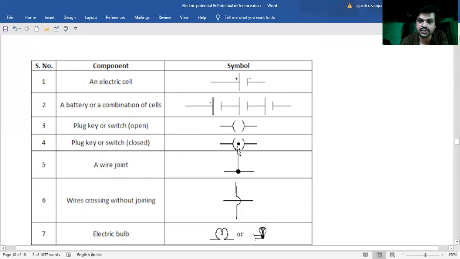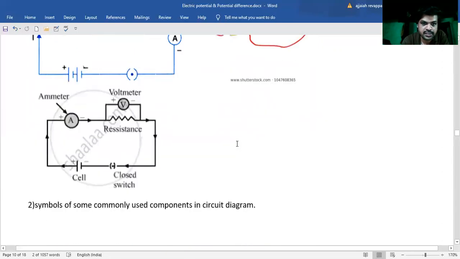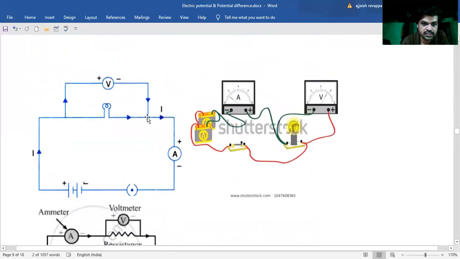See the difference. A wire joint. See, here I need to connect a second wire to this wire. So then the joint will come here. This is the symbol. So actually in the previous circuit diagrams, this is a joint, because to this wire I'm connecting one more wire, that is a joint.